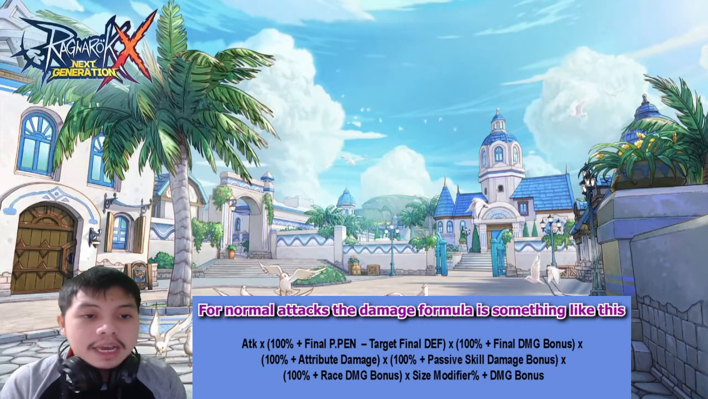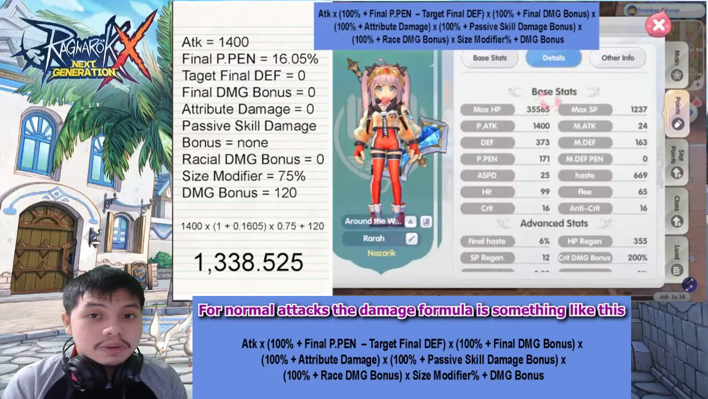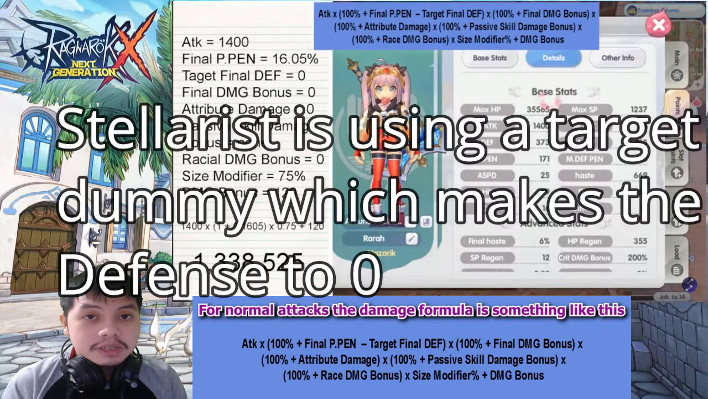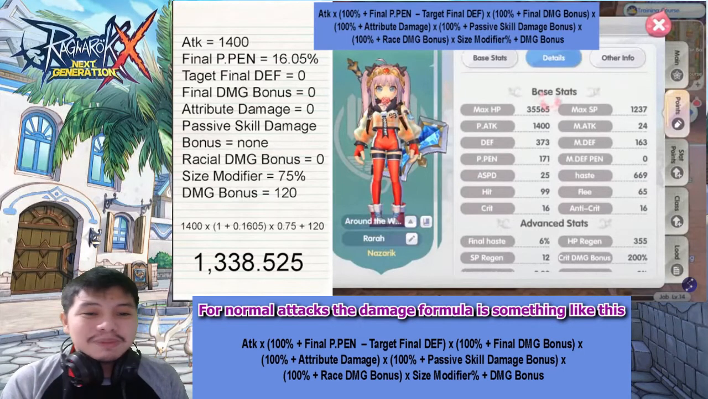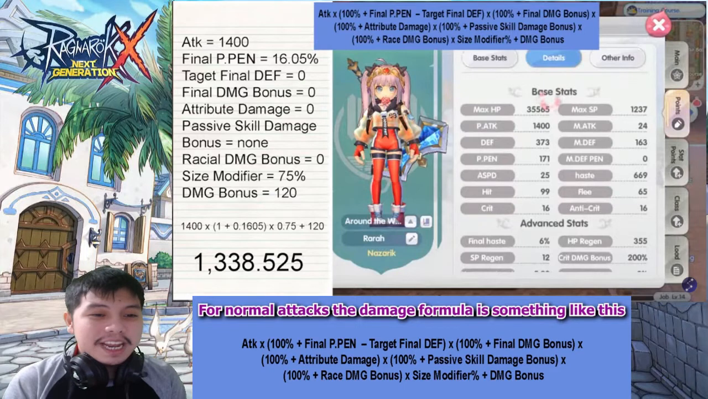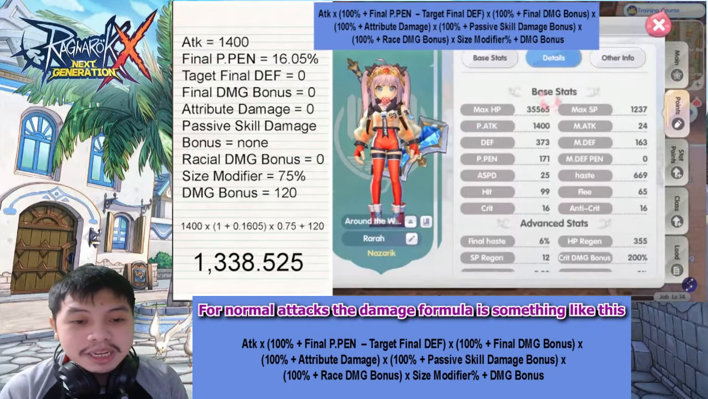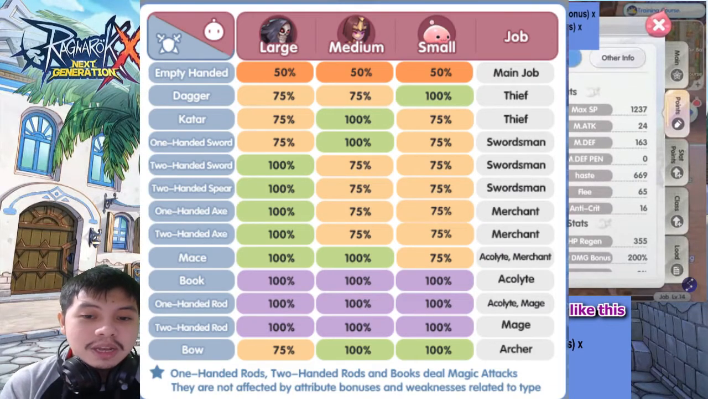Next we have the target final defense, which is definitely 0. In this case, Stellaris is using a target training dummy, whose defense is 0. Next is the final damage bonus, which is 0 as well, because we don't have additional stats for it. For attribute damage, we don't have anything equipped for elemental damage. The passive skill damage bonus is 0 as well. Next is racial damage, which is 0 again, because we don't have any additional stats for it. And you have the size modifier, which is a two-handed axe again for medium and small.